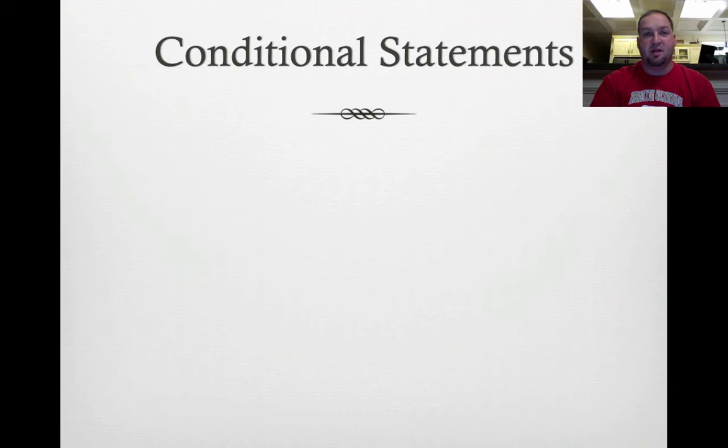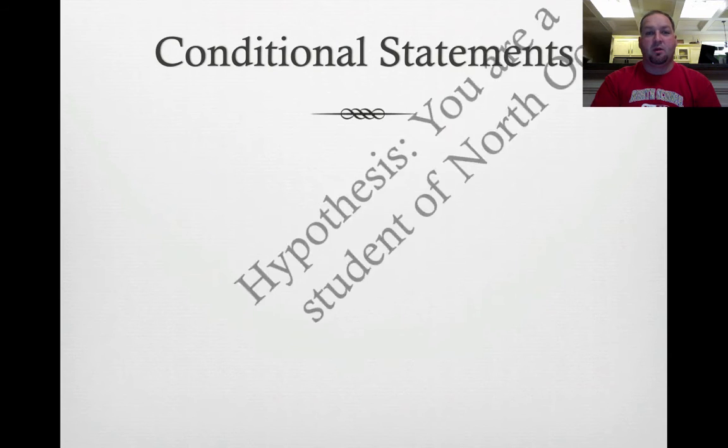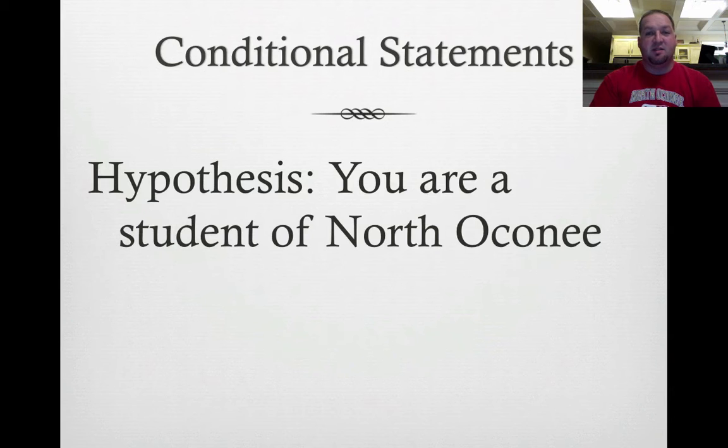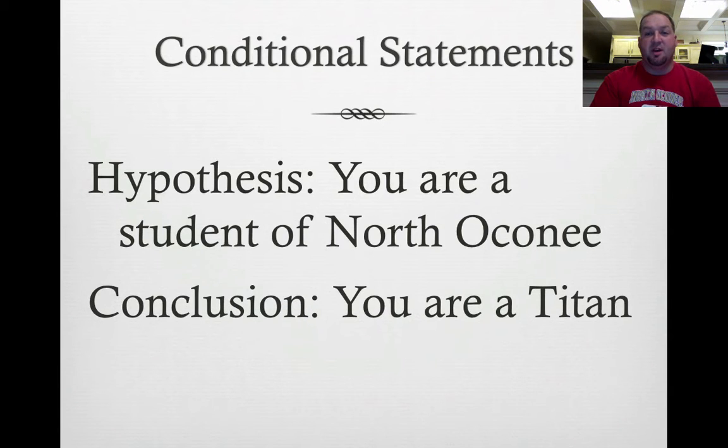Okay, so let's look at an example. A very easy example that I can give you right here is if you are a student of North Oconee, then you are a Titan. Okay, let's identify the parts first. The hypothesis in this case is you are a student of North Oconee. It came after the if-then statement. The conclusion is that you are a Titan. If you are a student of North Oconee, then you are a Titan. So after the then gives you the conclusion.